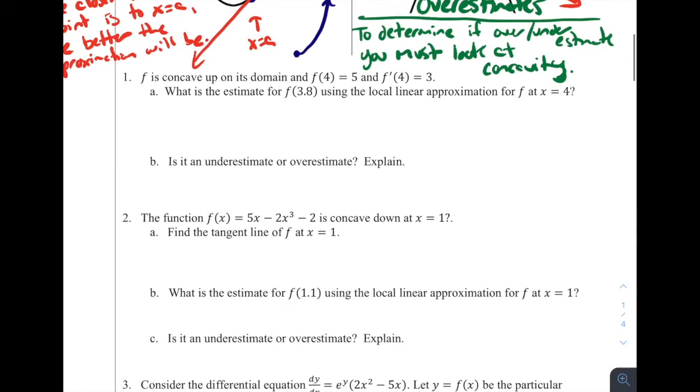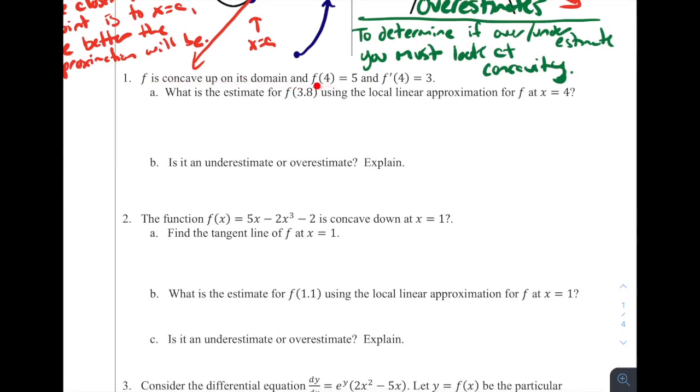Number one, f is concave up on its domain, and f of 4 is equal to 5, and f prime of 4 is equal to 3. What is the estimate for f of 3.8 using the linear local approximation for f at x equals 4? This phrase, local linear approximation, should really tell you that we are trying to make a tangent line. We're going to make a tangent line, and we're going to use that to approximate this function f of x at x equals 3.8.